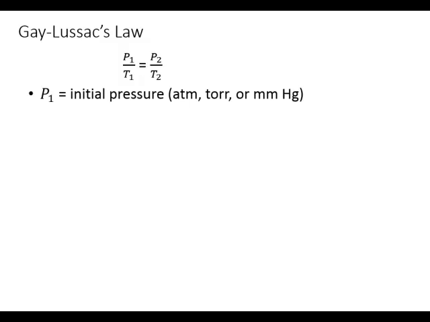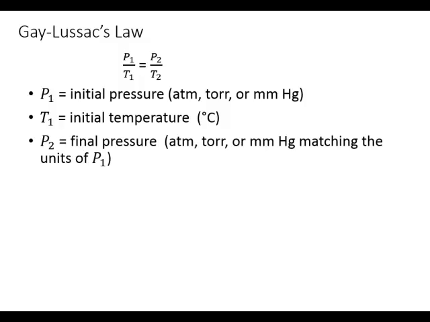P1 is the initial pressure in atmospheres, torrs, or millimeters of mercury. T1 is the initial temperature in degrees Celsius. P2 is the final pressure, matching units to P1. And T2 is the final temperature in degrees Celsius.